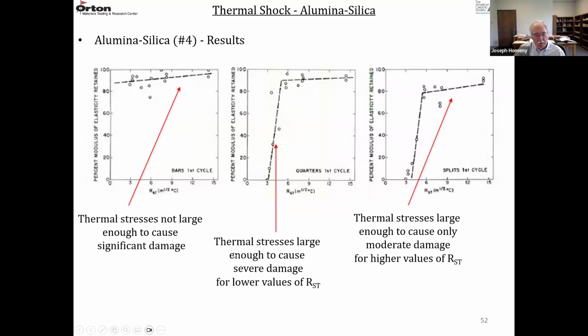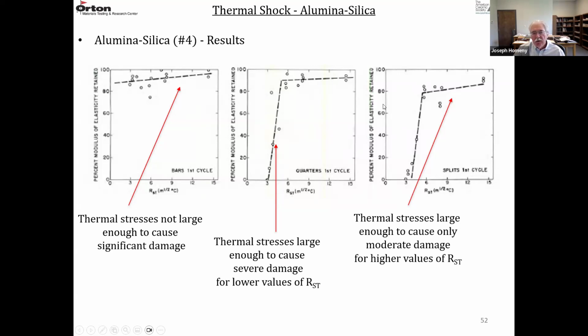But then the thicker samples, thermal stresses are now large enough to cause some severe damage for samples with a low value of RST. So there's kind of a knee in the curve here. So these exhibited damage, low values of RST, and then very little damage for high values of RST. And then the thicker samples showed the same trend here. Now you have thermal stresses large enough to cause some moderate damage over here, low values of RST, and higher values of RST.